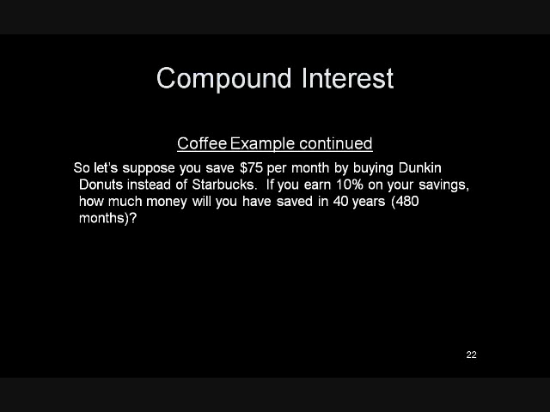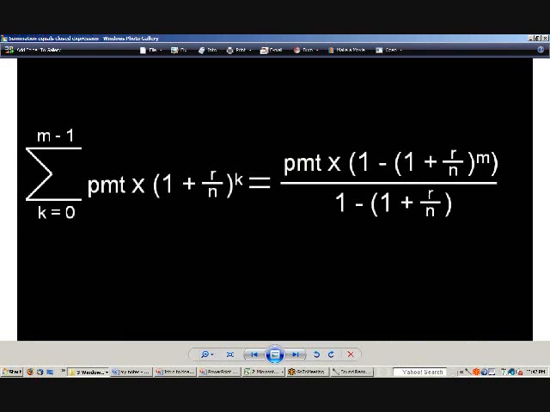So all we're going to do is plug in these values to the equation we just saw. So the payment is $75 per month. The rate is 10%. Compounding frequency is 12, and it's for 480 months. So k goes from 0 to 479. But rather than writing out all these terms in a summation, we can just plug them into this formula. We can plug the values into this formula.